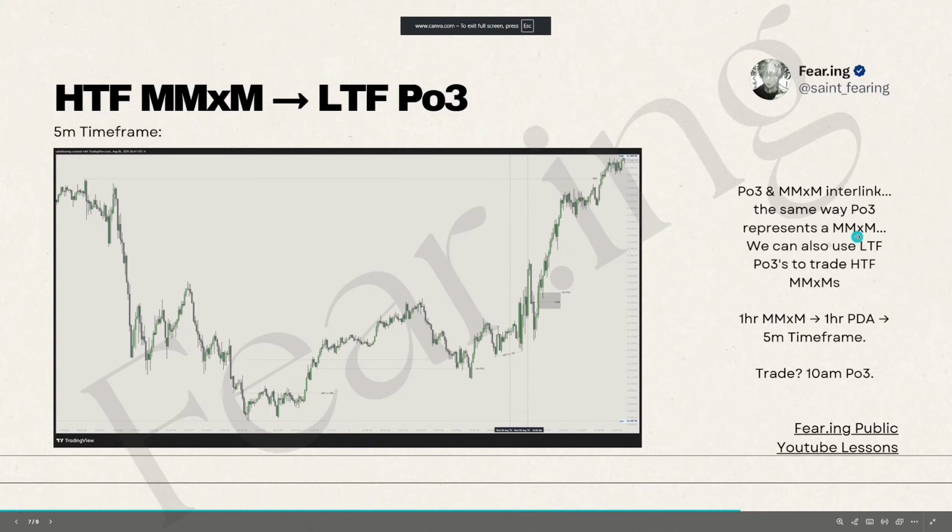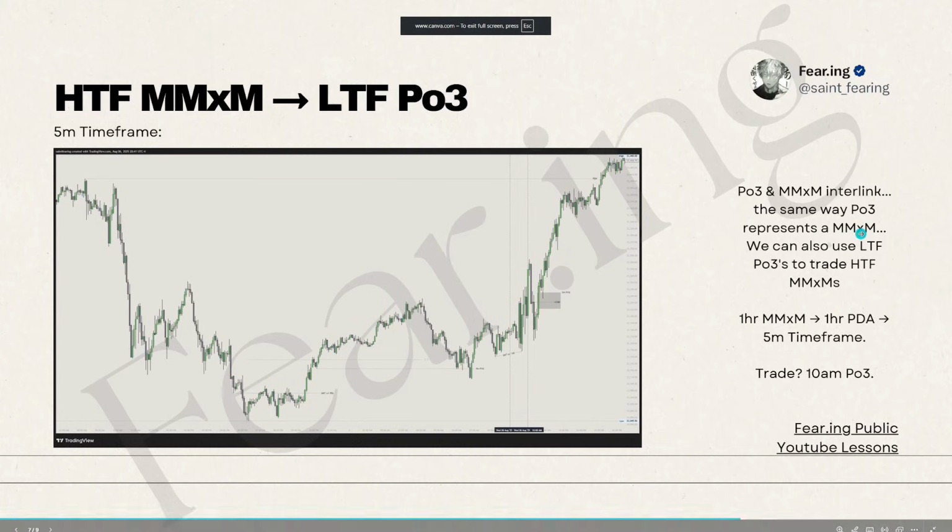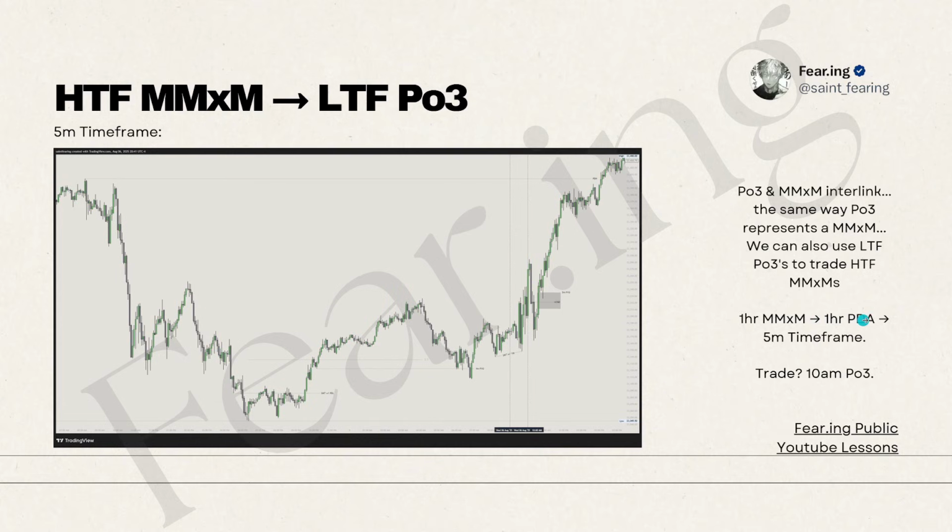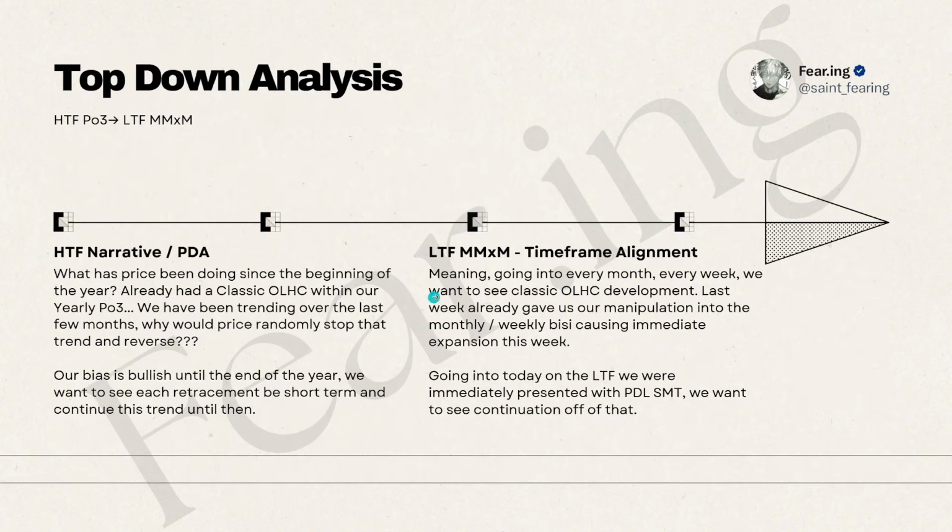Well, as we know, we're market maker model and Power 3 traders. If we're within a 1 hour market maker buy model, we're delivering from a 1 hour PD array. What would our focus be going into the next Power 3? We referenced it right back here, meaning going in every single month, every single week, we want to see classic open low high close development.